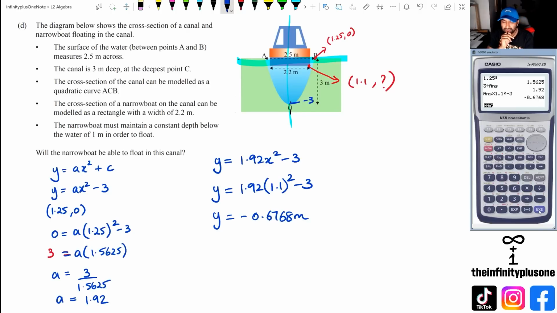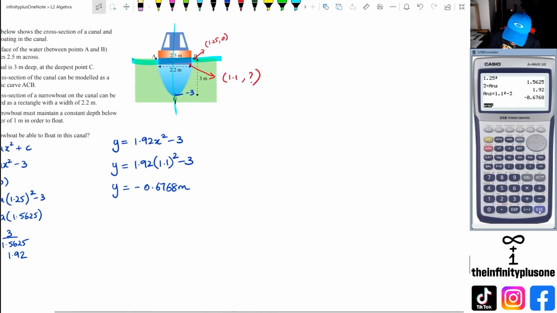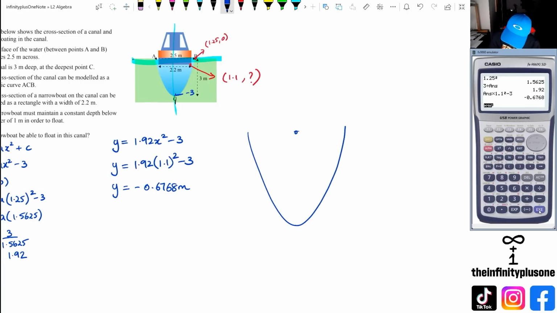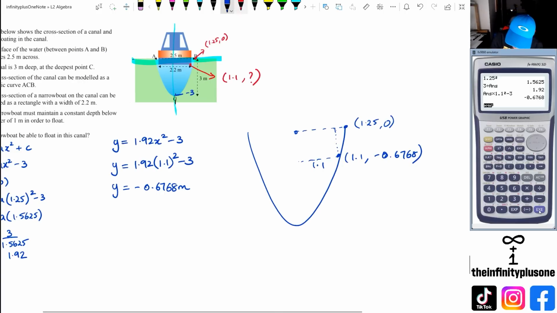meters. And let me just blow this up for you, right? So what it means is that if I take the river, this point here is 1.25 and 0. But if I take somewhere around here, so from here to here is 1.1, this point is going to be 1.1 and negative 0.6768. Now, if I was to think about it, the boat is going to fit there like that.